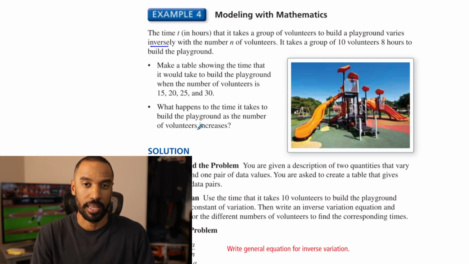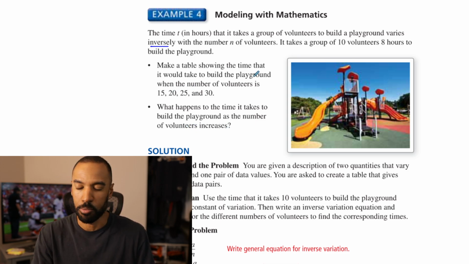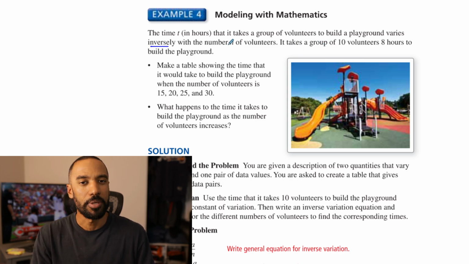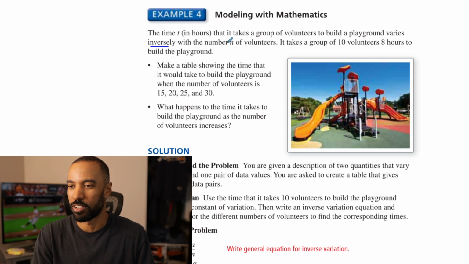Well, we should already know that answer based on inverse variation and based off logic. You get more volunteers, it should take less time. But we'll see that based on the table, obviously, as well. So, probably things, again, I spoke too soon about, but maybe not either. This is kind of how rational functions work.